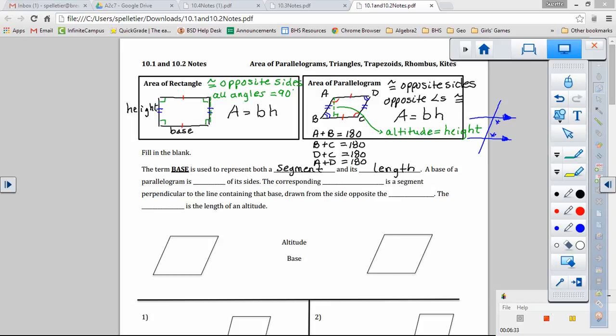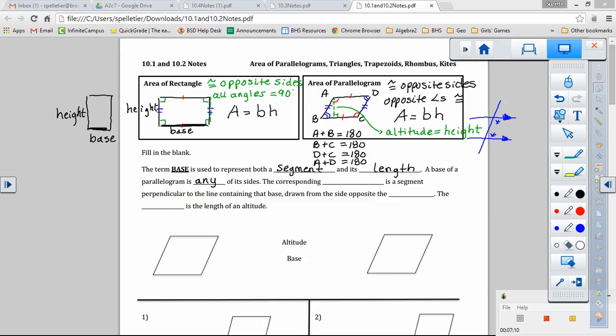A base of a parallelogram is any of its sides. So that means that the parallelogram, or the rectangle, can be standing on end. In other words, I could have it standing this way, and this would be the base, and this would be the height. What they're saying in this paragraph is the base is used to represent a segment and its length. So the bottom segment and its length. It doesn't really matter which one it's sitting on. Whatever it's sitting on or standing on is its base.